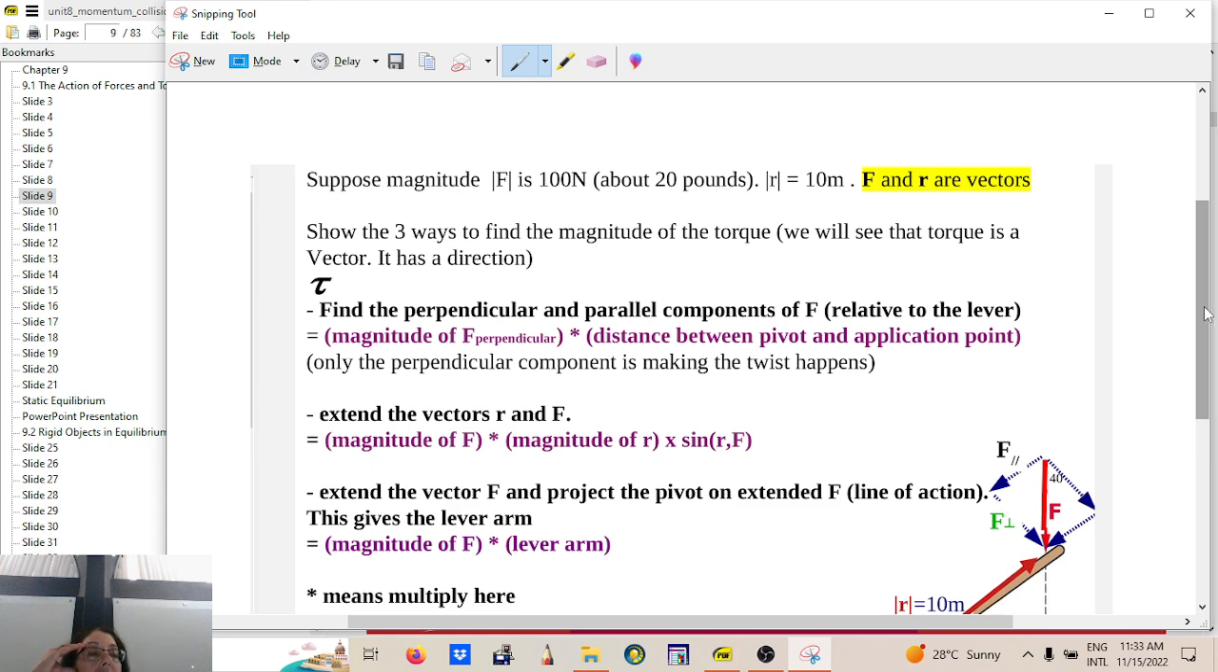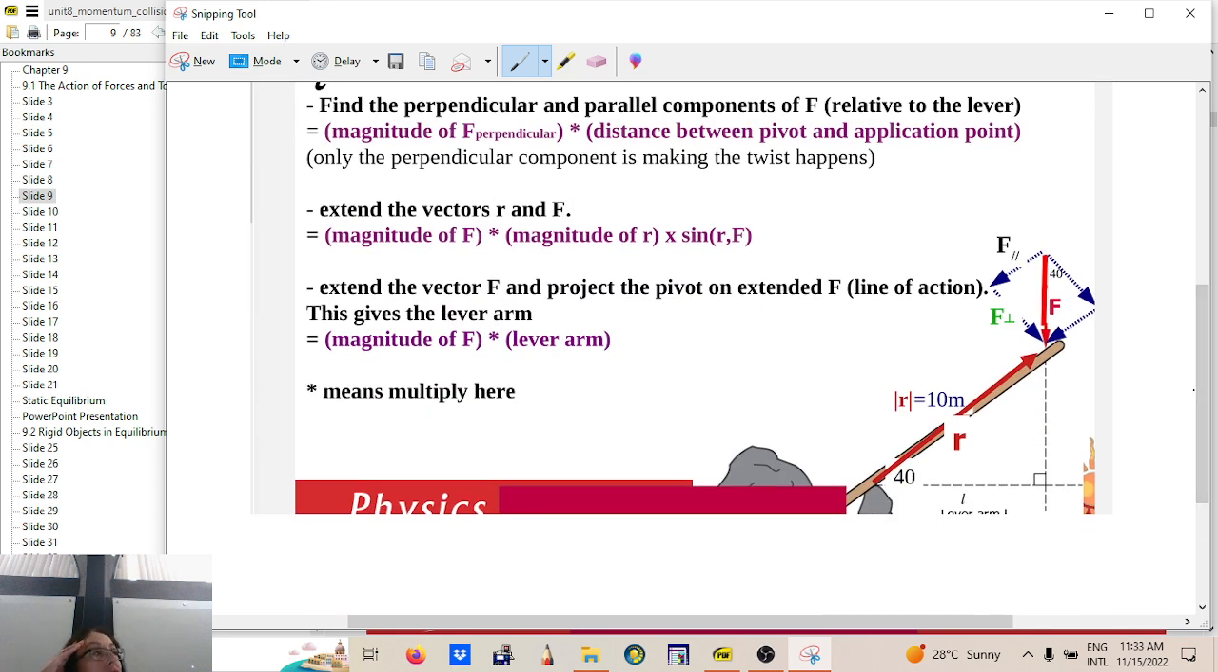So you have different ways to find the torque, and then I will give you the math. So you have a force here, 100 newton. The force has two components. Remember, to find the component, you go from the tail to the head. So that will be like your parallel component, and this one will be the perpendicular component.